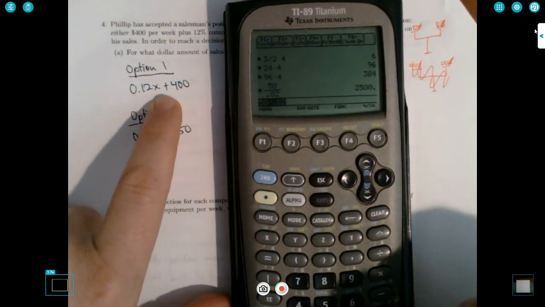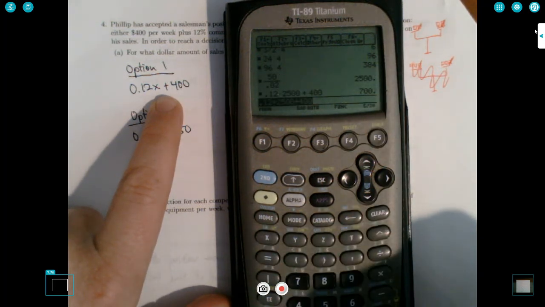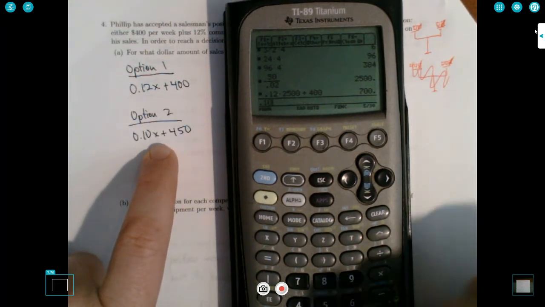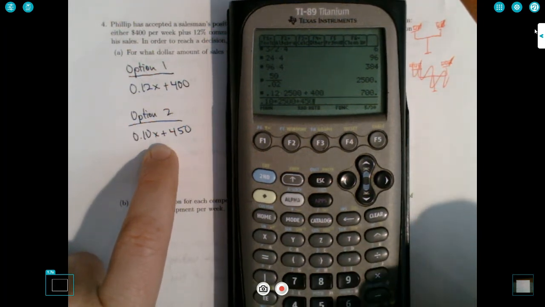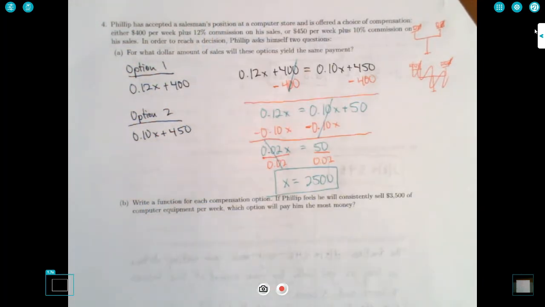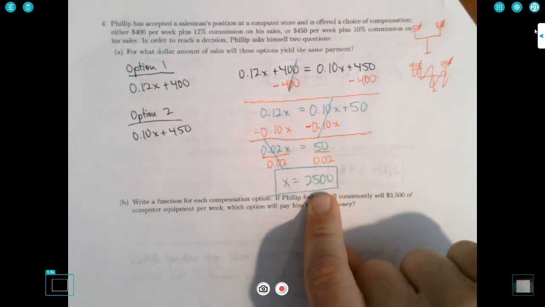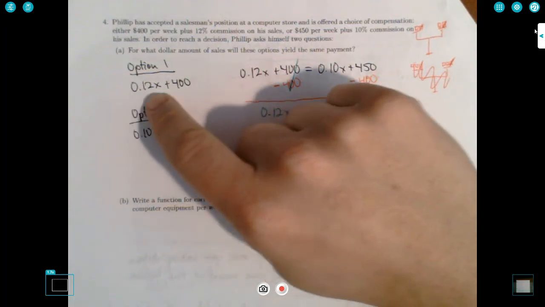If I plug in 2,500 here, 0.12 times 2,500 plus 400, I get 700. So that's how much money he makes, $700. If I plug it in here, 0.10 times 2,500 plus 450 is also 700, right? So he makes the same amount if he sells this much merchandise. If he sells more than this amount, like if he sells $3,000 worth of merchandise, he's going to make more in option 1, right? Because he gets a higher commission there.